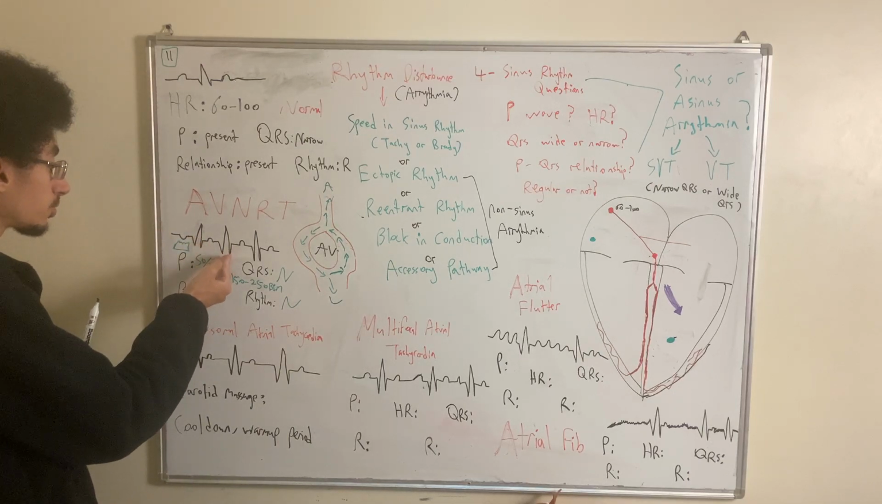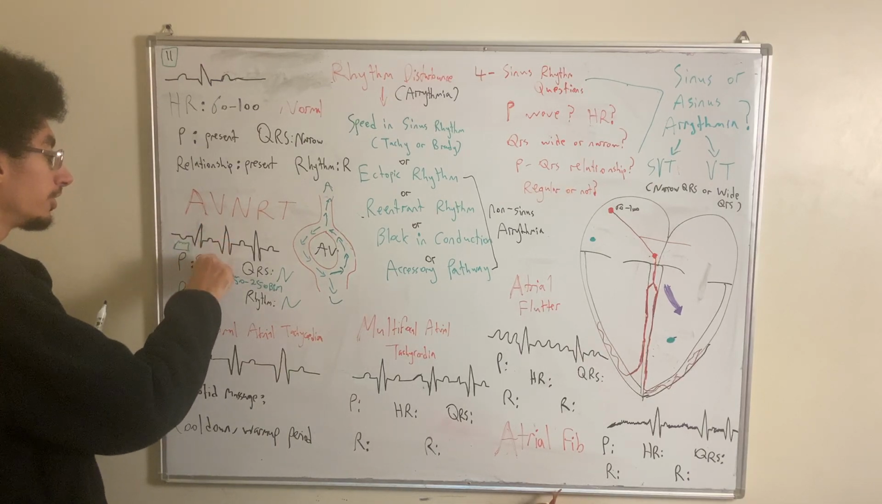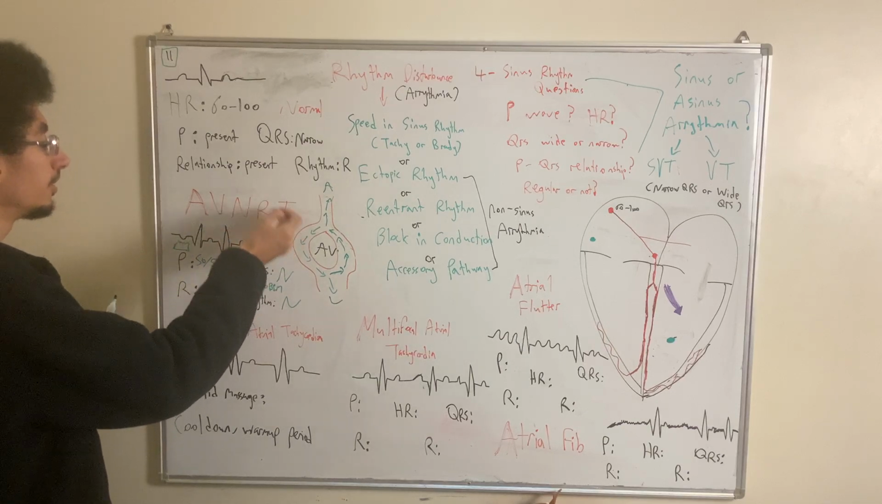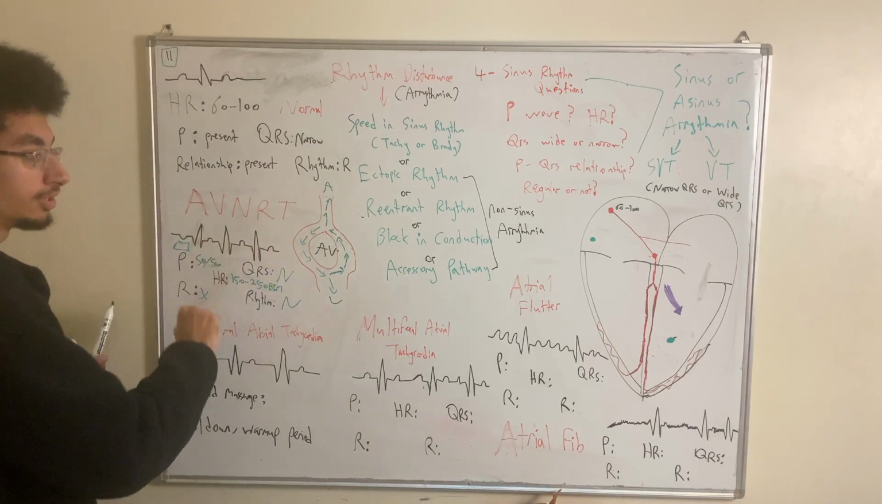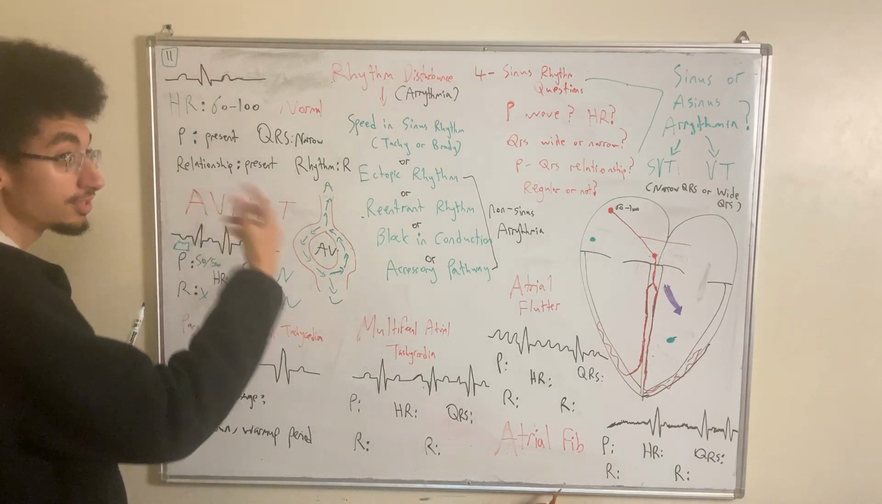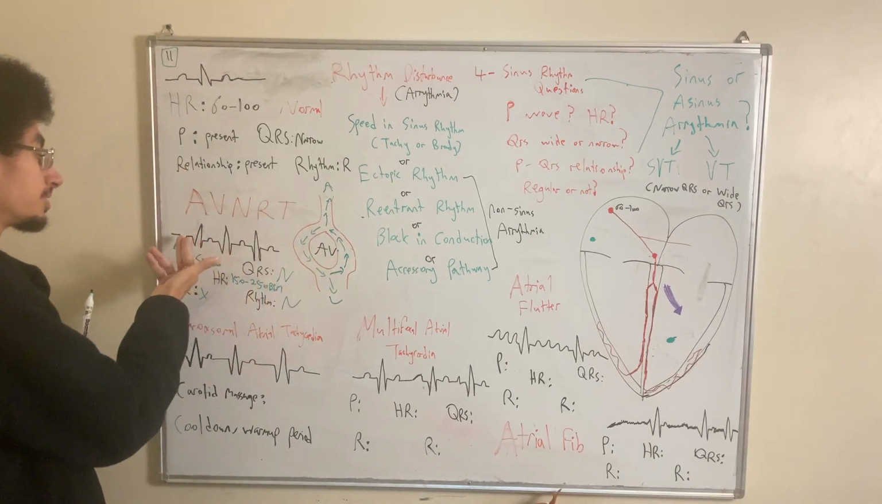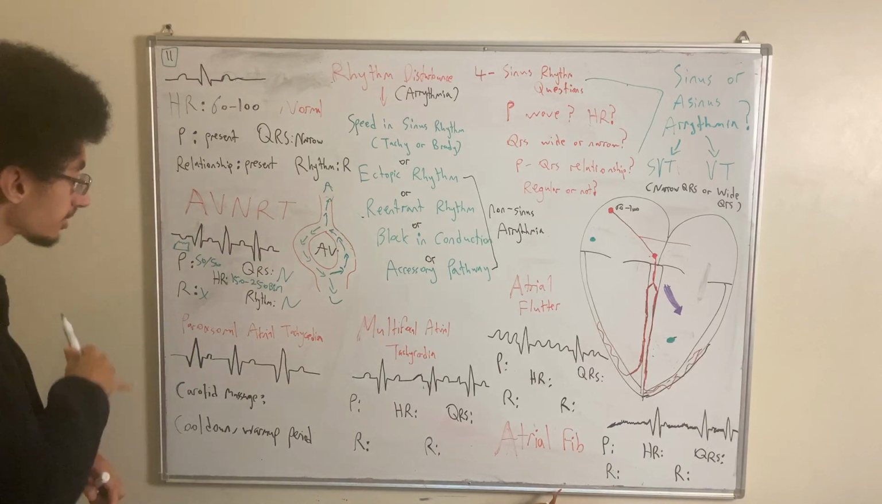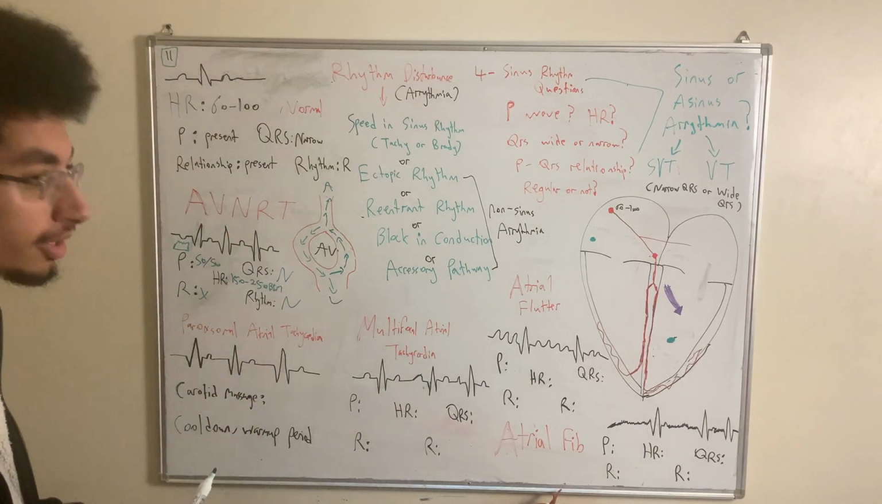You can see in this one, there's no P wave. There's just a narrow QRS complex followed by a T wave. Then a narrow QRS complex followed by a T wave. So the P wave will be hidden here. It will not be seen here. Or if you do see it, you might see it as retrograde. This is AVNRT.